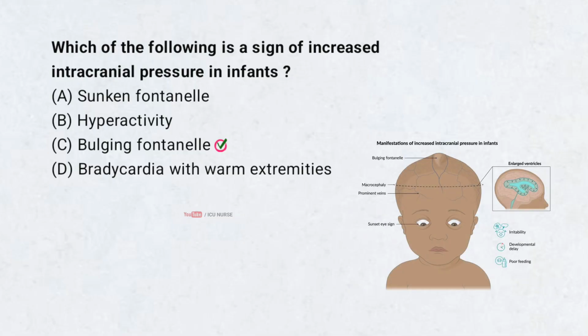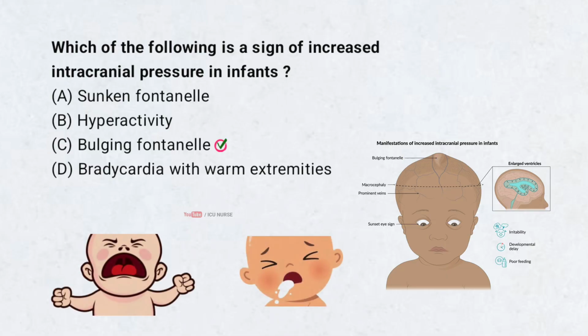A bulging fontanelle can indicate increased intracranial pressure in infants. Other signs may include vomiting, irritability, and altered consciousness. Imaging is often required to identify the cause.